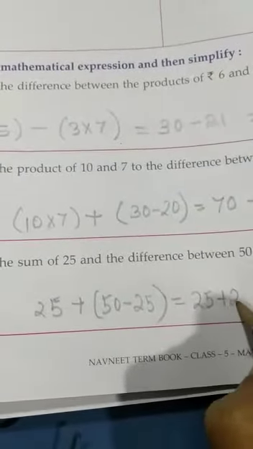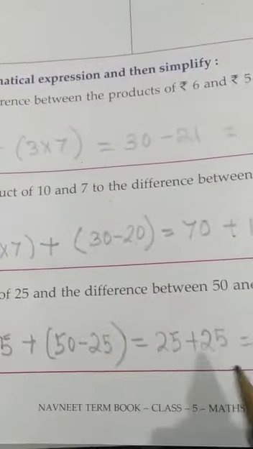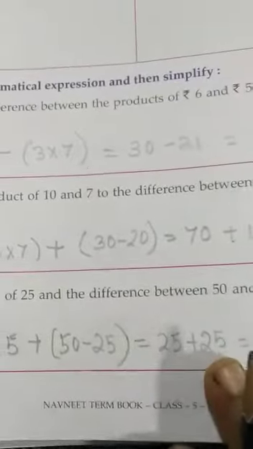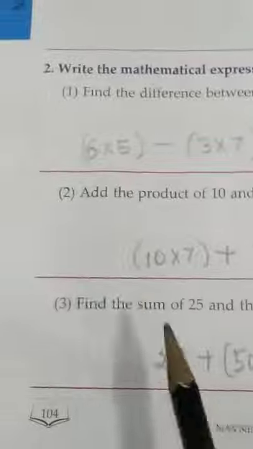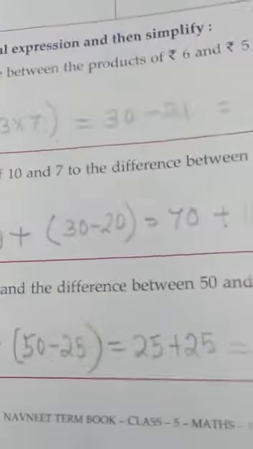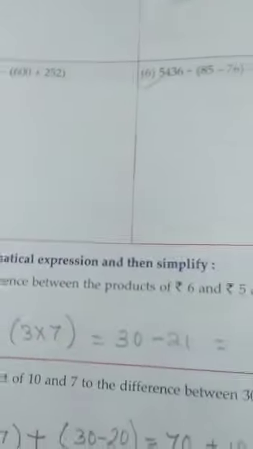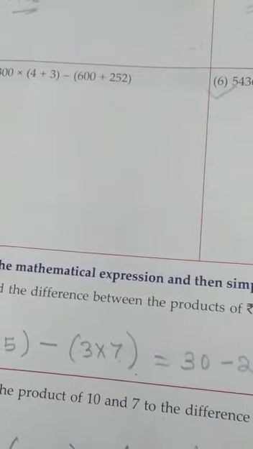50 minus 25 is 25 again. Okay. Then 25 plus 25 will give you 50. 25 into 2 is 50, right? So see, we have written first in mathematical expressions and we have simplified. That is the question. So with this, assignment 14 is done. Okay. And these two are homework for you, 5 and 6. Now this chapter also is done.